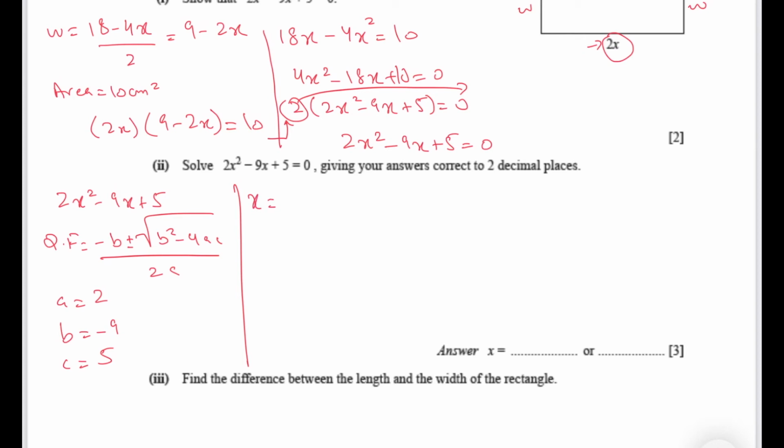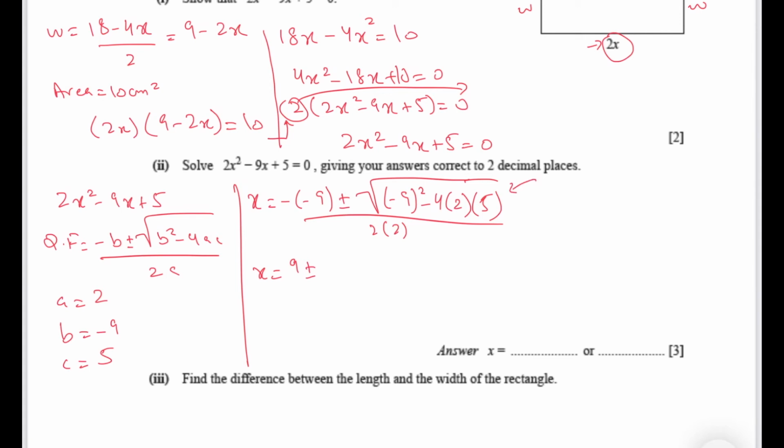So x would be equal to negative times negative 9 plus minus under root negative 9 whole squared minus 4 times the value of a, which is 2, times the value of c, which is 5, and then you divide this by 2 times a, which is 2. So let's see what we get. We get 9 plus minus, if I put the entire under root thing into the calculator, let's see what we get. We get negative 9 squared, we get 81 minus 4 times 2 times 5, we get 41. So we have under root 41 over here, and you divide this by 2 times 2, which is 4.